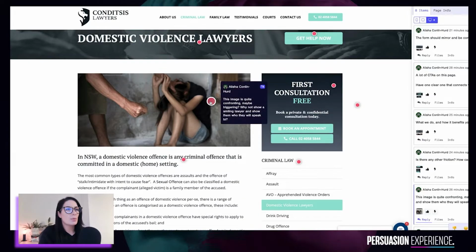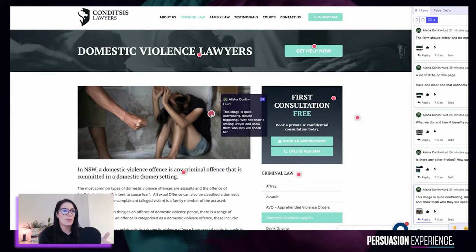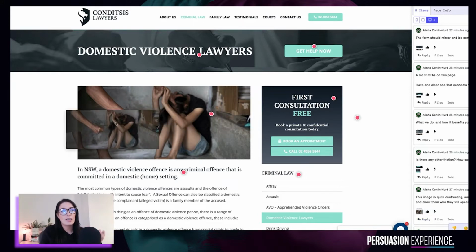So next we've got the image. All imagery should earn its spot on the page and be complementary to copy. Important real estate, and especially because it's so far up above the fold. And maybe this image is quite confronting, maybe it's triggering. Why not show a smiling lawyer, or say like, here's our team, meet our team, or meet the lawyer that you're going to chat to for free, and start to build that relationship, and maybe not have this image.